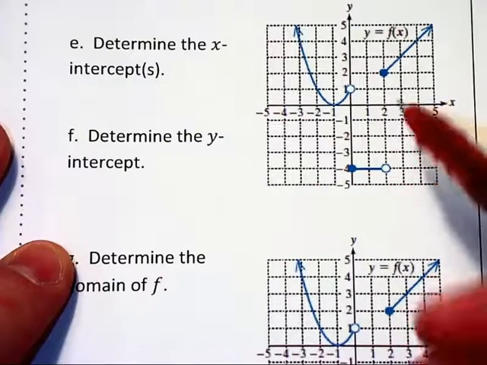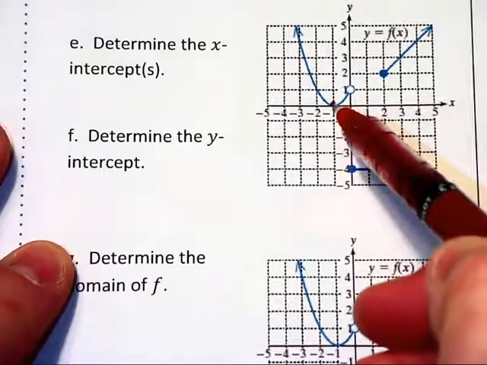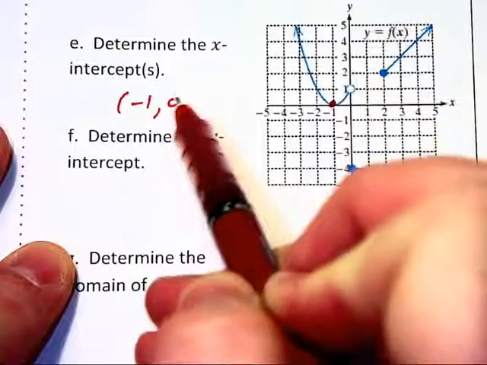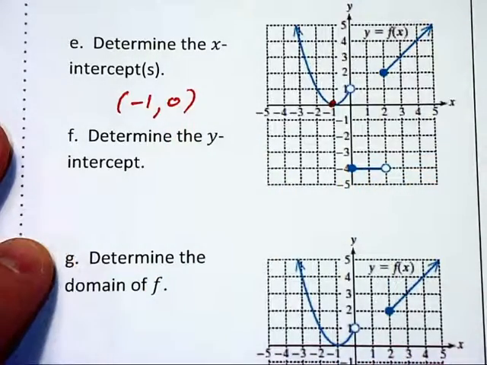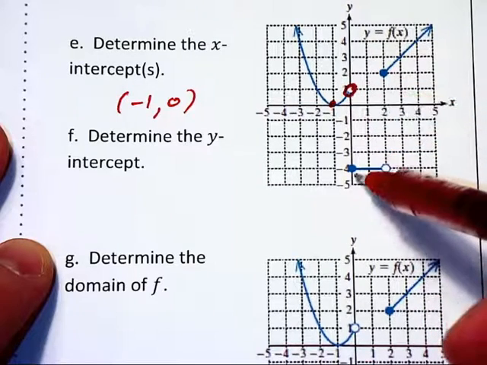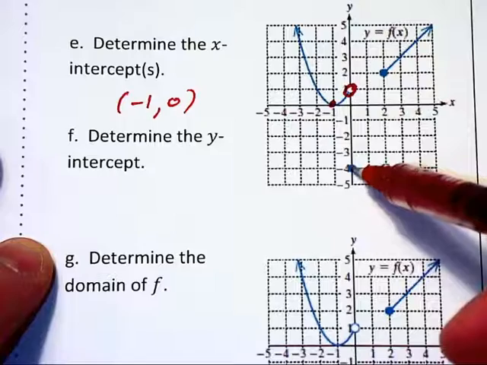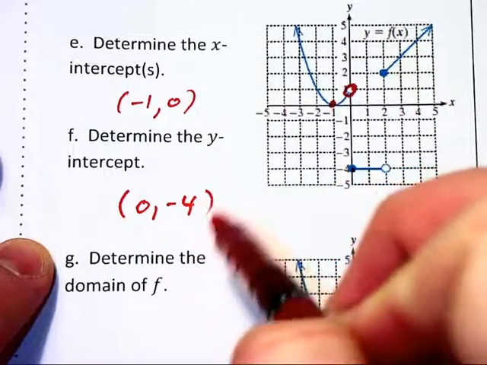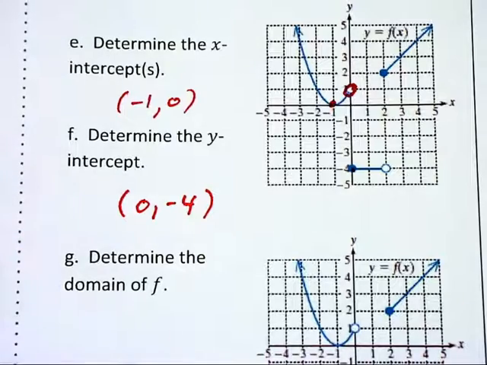Determine the x-intercept or intercepts. Well, we can look at the graph right off the bat and we see only at one point, negative 1 comma 0, do we have an x-intercept. As far as a y-intercept goes, we have an open circle, which does not count, and then down lower at negative 4, we have a closed circle. So 0 comma negative 4 is the only y-intercept in that graph.